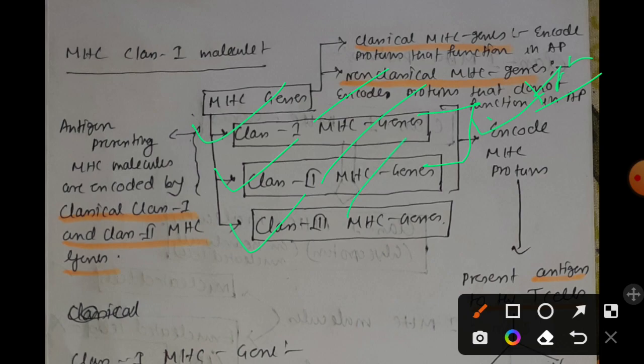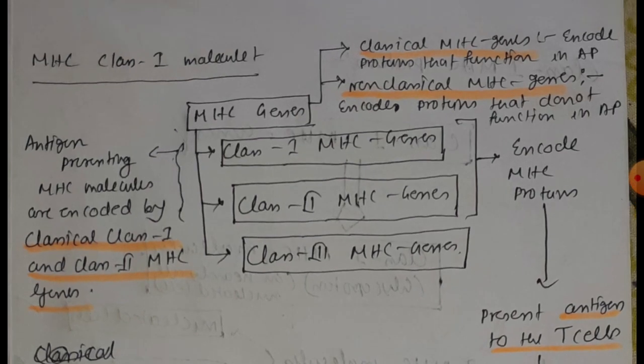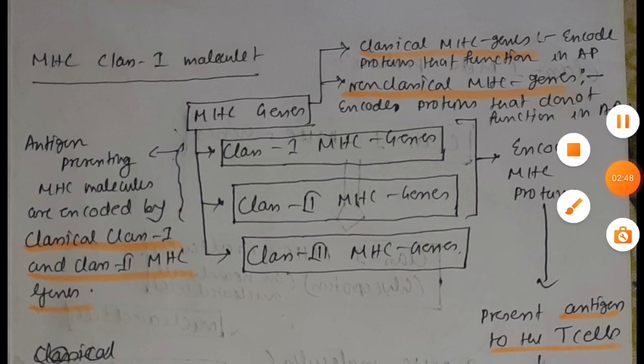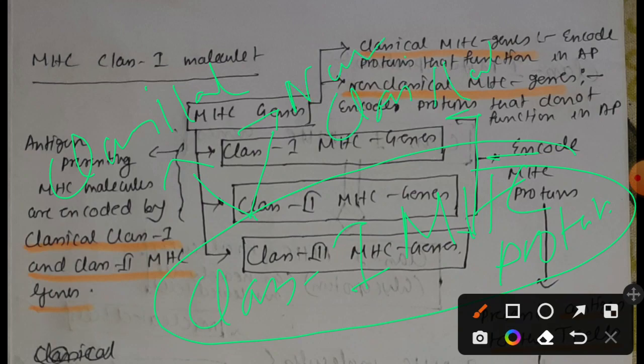Okay, now if we talk about class 1 MHC gene, this class 1 MHC gene is going to produce MHC protein, obviously, and those MHC proteins will be known as class 1 MHC protein. Okay, now among these class 1 MHC proteins there are two types. One is known as classical MHC gene and another one is known as non-classical MHC gene.